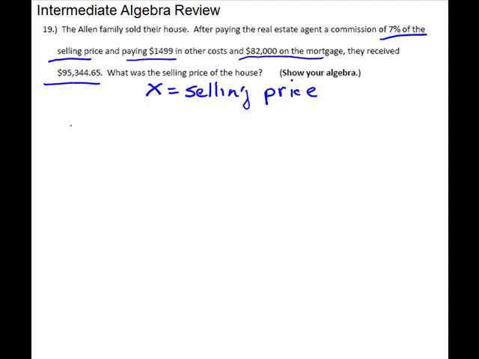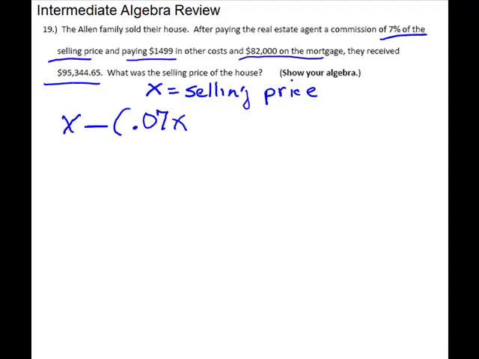Right, and so that is actually what we had first. And then we had to take off these expenses. And there's more than one, so I'm going to put them in parentheses. So first was 7% of the selling price. Right, just like on the last problem, we have to change this percent to a decimal. So drop your percent and go 2 places to the left. So 0.07 times the selling price, which we just called X.